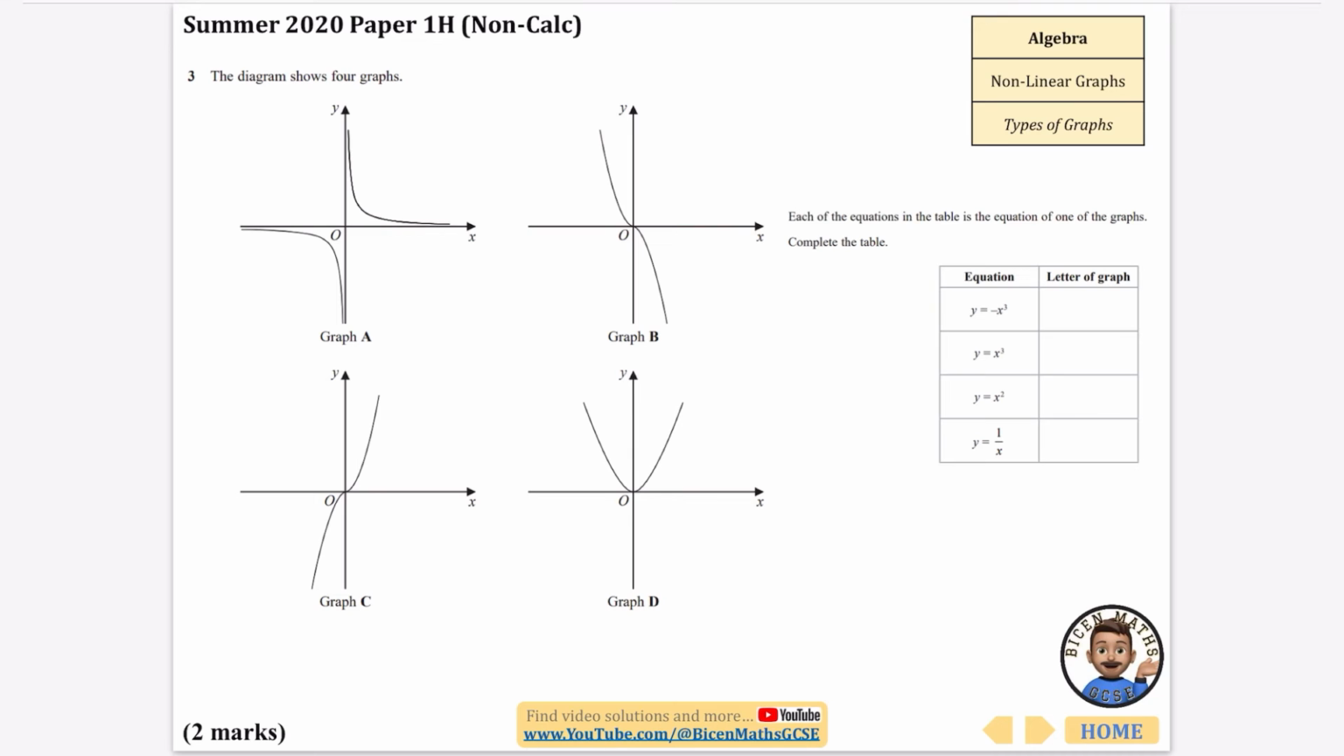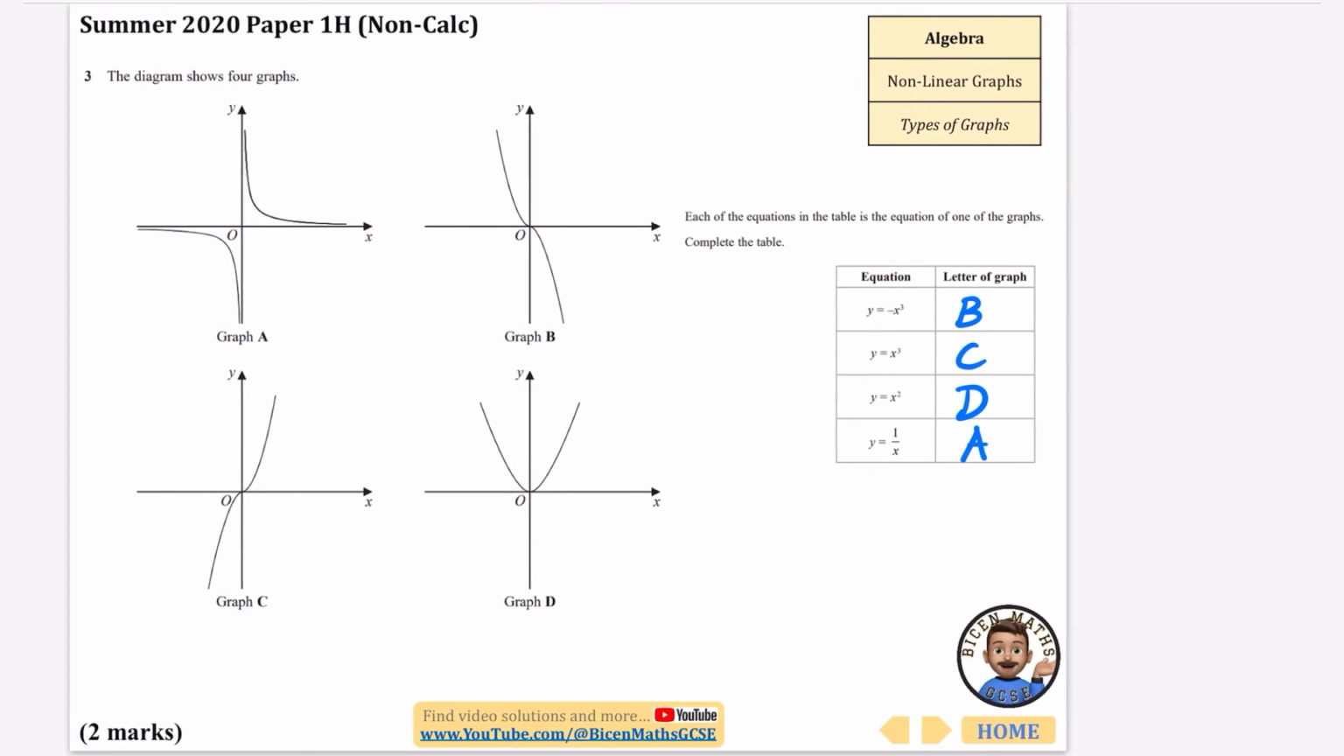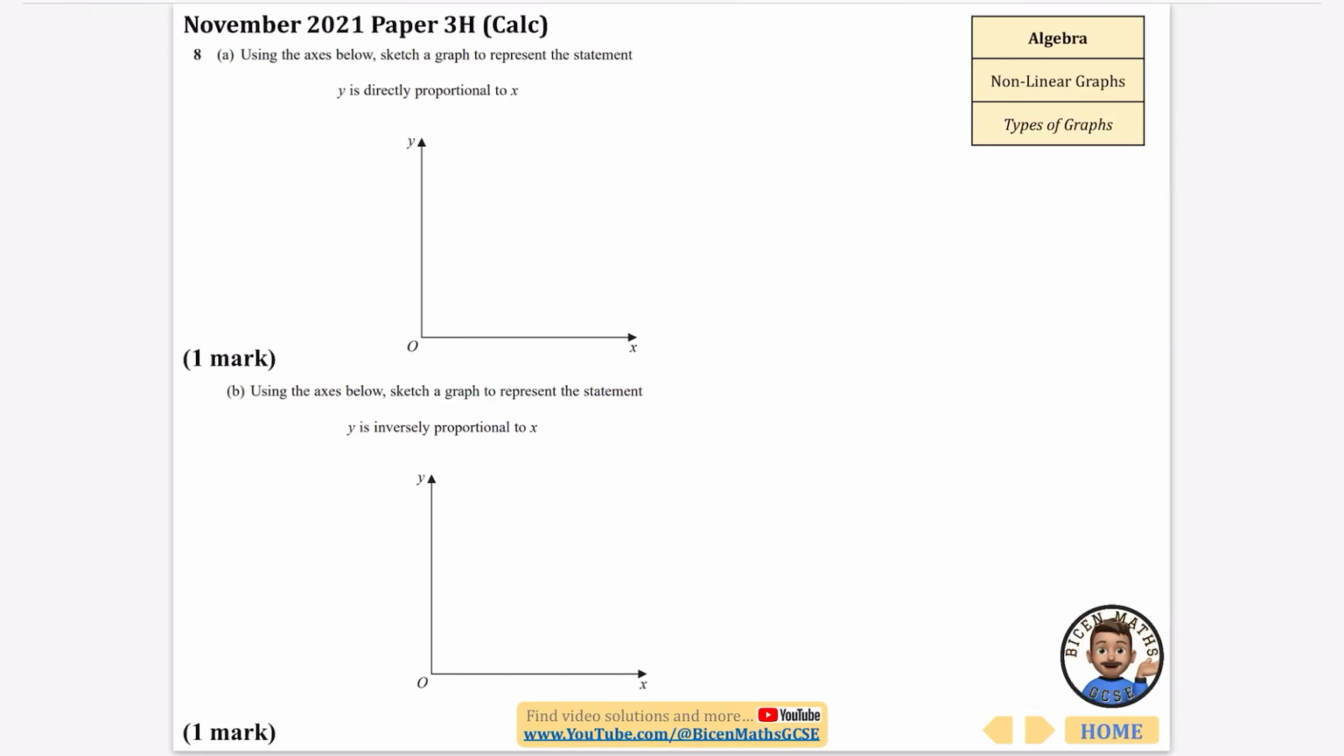Got a few more to match. So they love asking about this. You better learn these. That one's the reciprocal graph, which is y equals 1 over x. We've then got y equals minus x cubed and x cubed. Well, we've got to decide between these. Clearly, this one has got a positive gradient. It's going uphill, so that one goes with the positive one. The other one has a negative gradient because it's coming downhill, so that is B. And then the y equals x squared graph is just going to be D. You should be very familiar with that shape. So it's B, C, D, A.